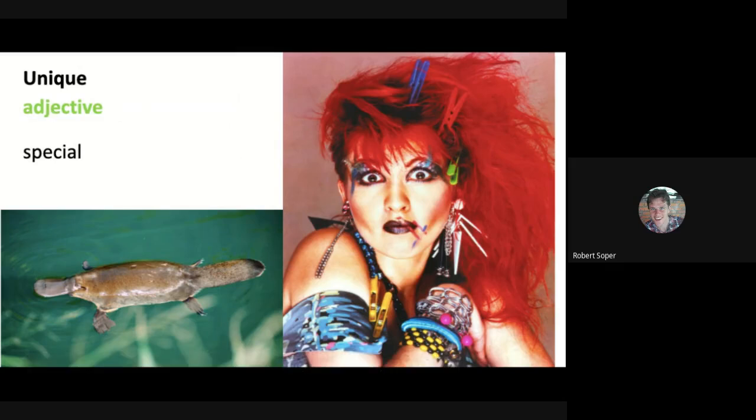Okay, let's move to the next word. But before we do, try and put this word unique in a sentence. And please try and come up with something more challenging than "I am unique."